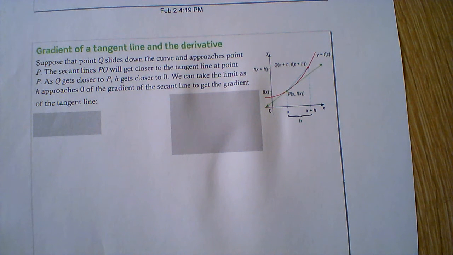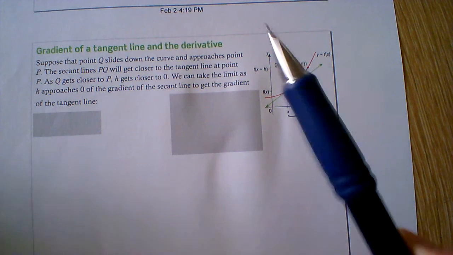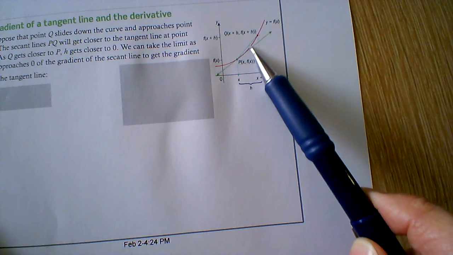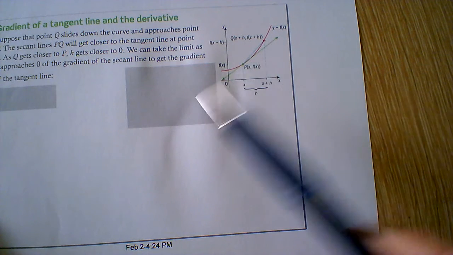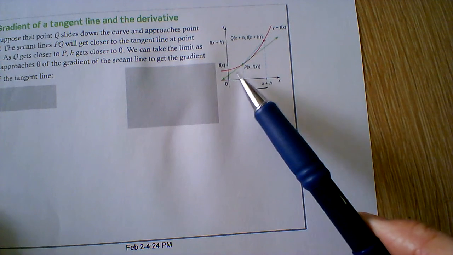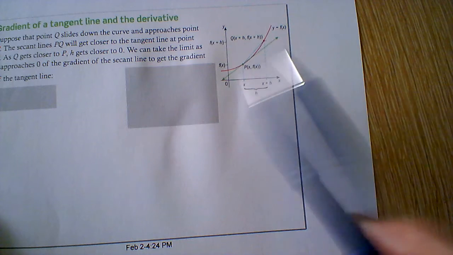We have a special name for that tangent line. It's called the derivative of a function. That tangent line is called the derivative of that function. So basically this is saying if we slide this point down close enough, it becomes the tangent line. Okay?